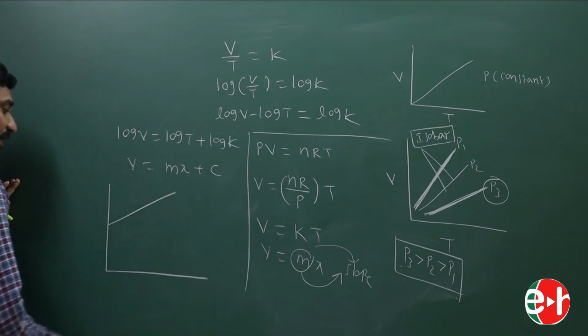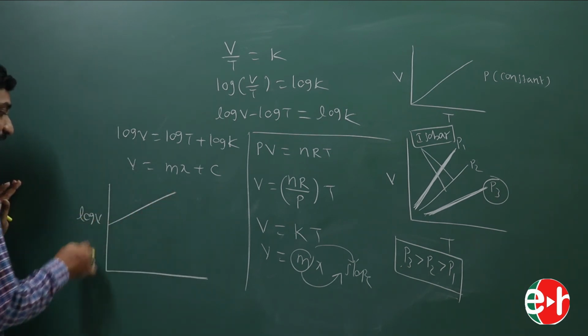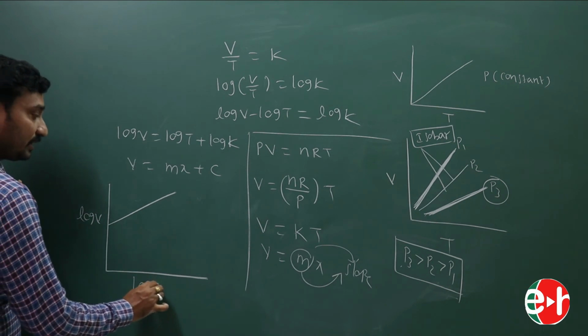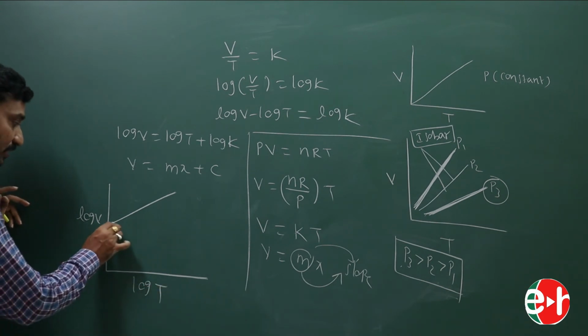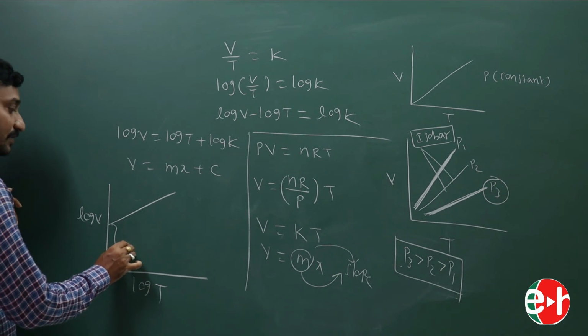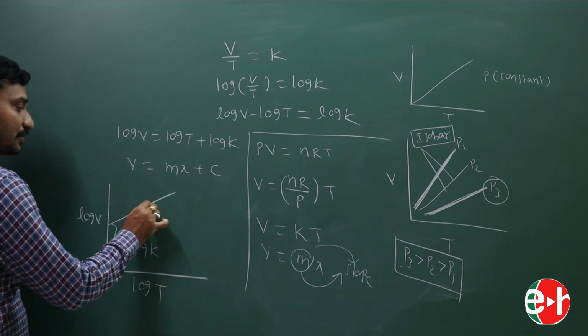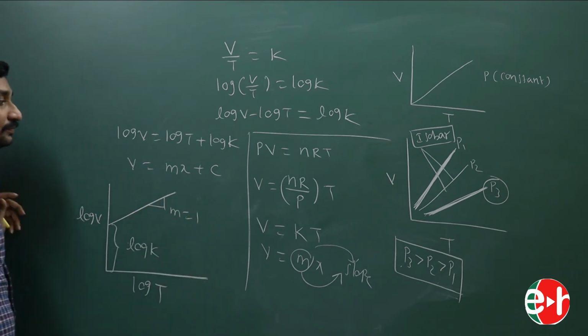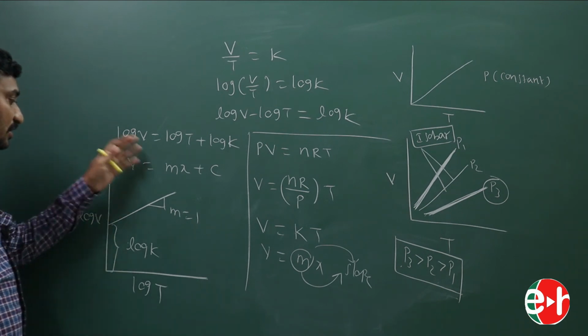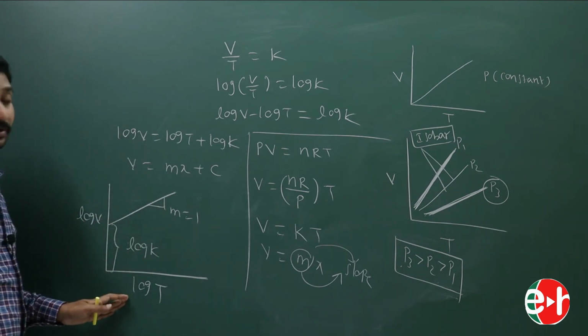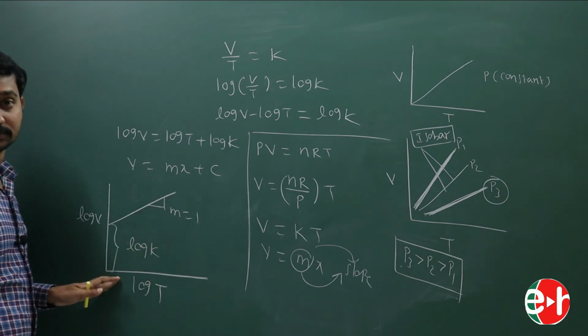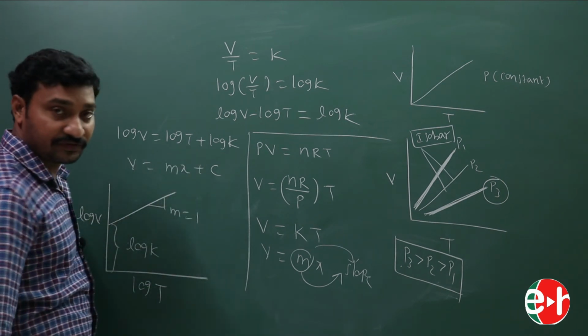Okay, the graph will become like this: log V on the y axis, log T on the x axis. So this is the intercept, c is equal to log K. Here slope m is equal to 1. Got it? So this is the graph between log V and log T. Graphs are very important. Okay, practice carefully.